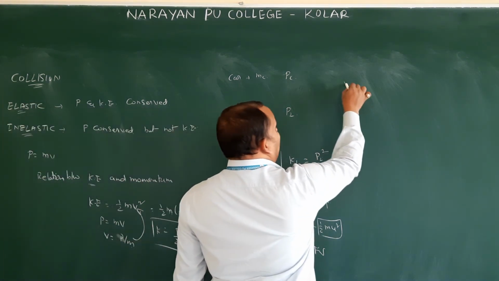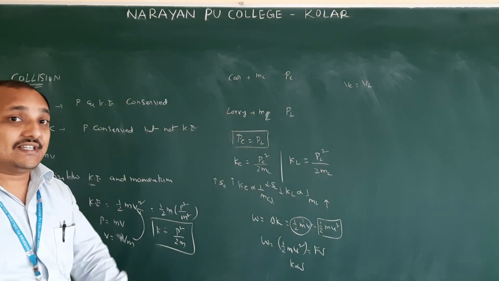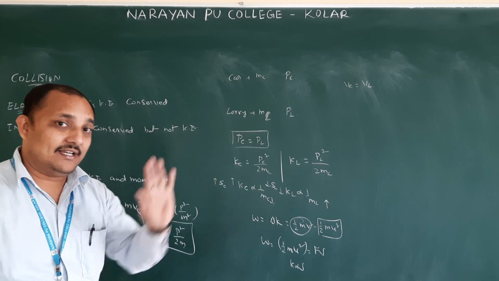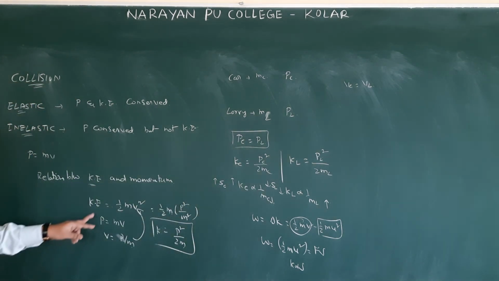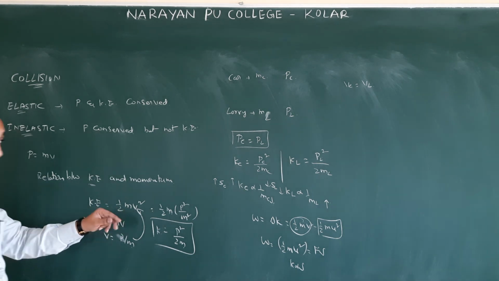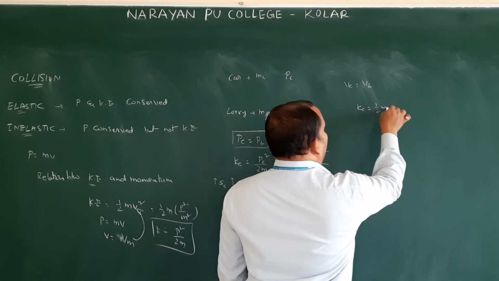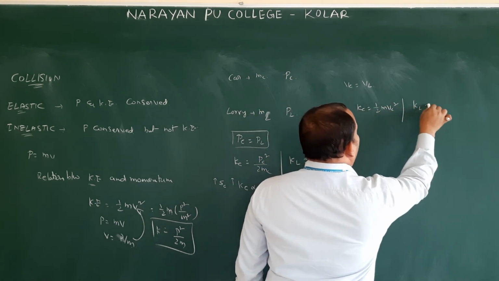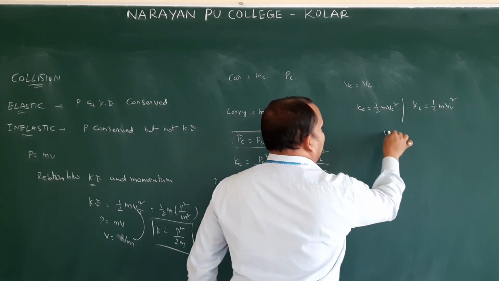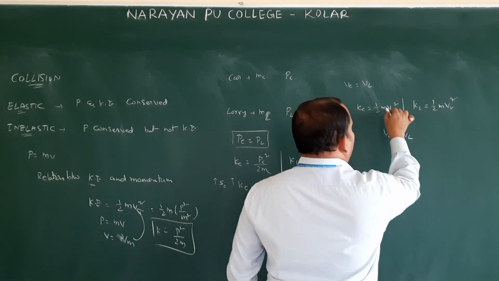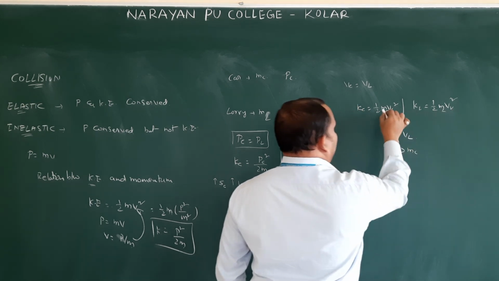Sometimes they will give velocity of car equal to velocity of lorry. Both are moving with the same velocity, then they suddenly apply brakes. Which will come to rest first? At that time you should take the kinetic energy and velocity relation, not the momentum relation. So Kc is equal to half mc vc square, Kl is equal to half ml vl square. vc is equal to vl, and ml is greater than mc.